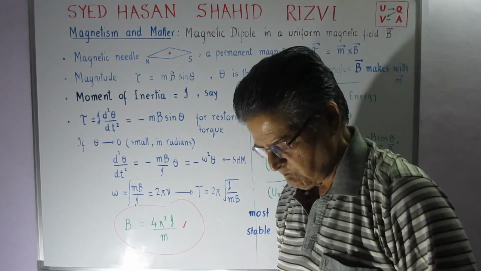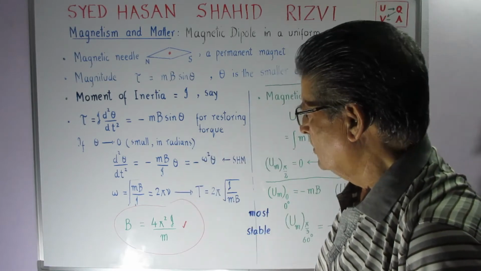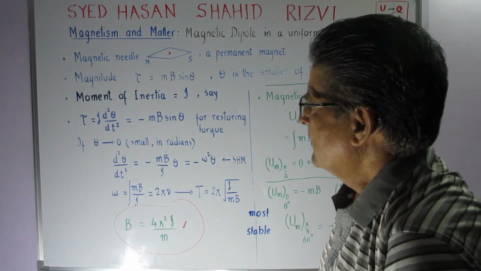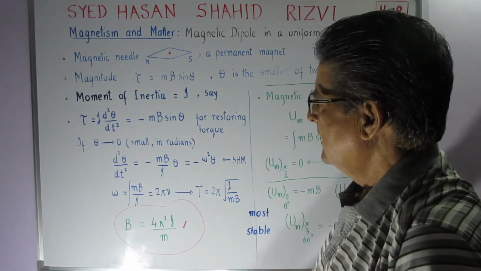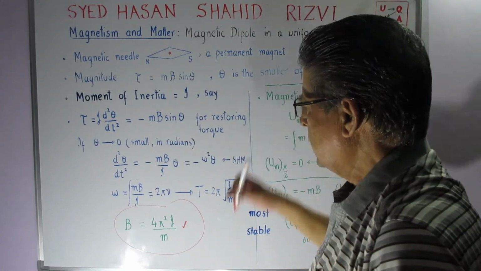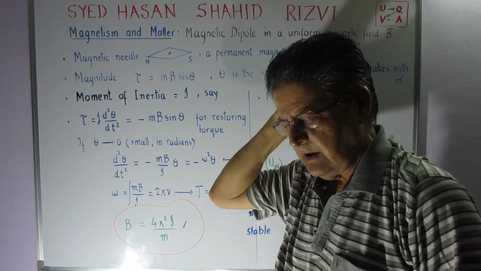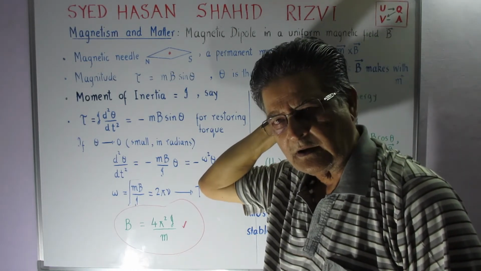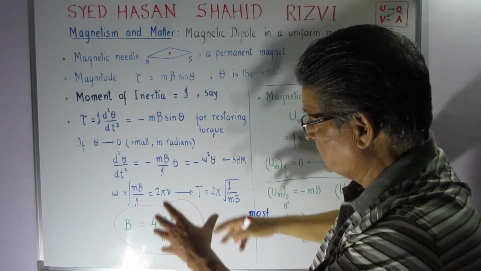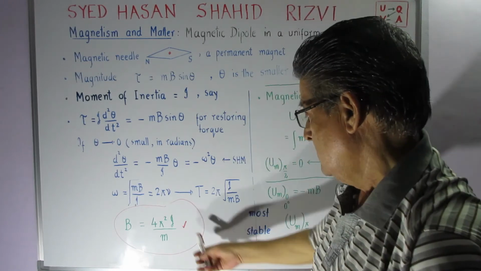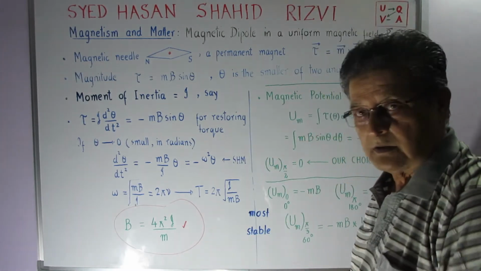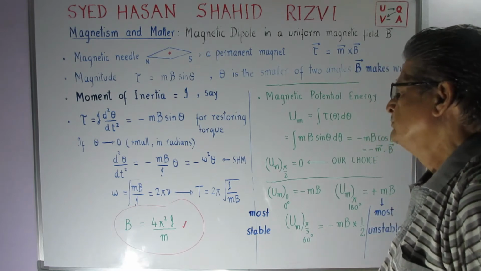This is one thing. Now this is just similar to what we had when we had an electric dipole in a uniform electric field. So that is the kind of thing which you have to recall.